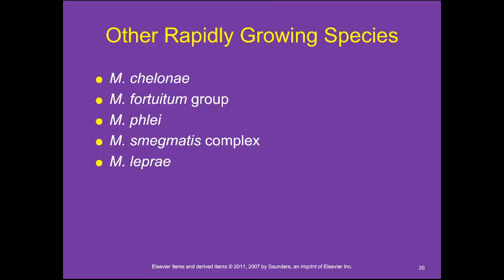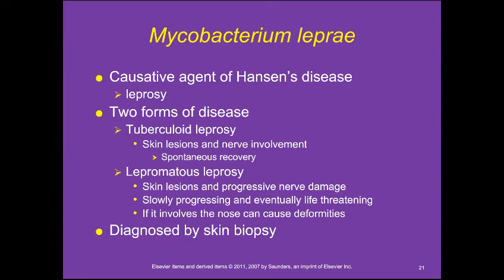Now we have rapidly growing species, the M. chelonae, M. fortuitum group, M. flavescens, M. smegmatis complex, and M. leprae. So, let's discuss Mycobacterium leprae because this is one of the most clinically significant Mycobacterium. Causative agents of Hansen's disease or leprosy.